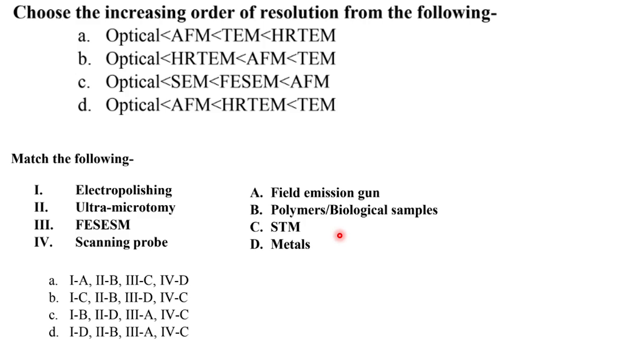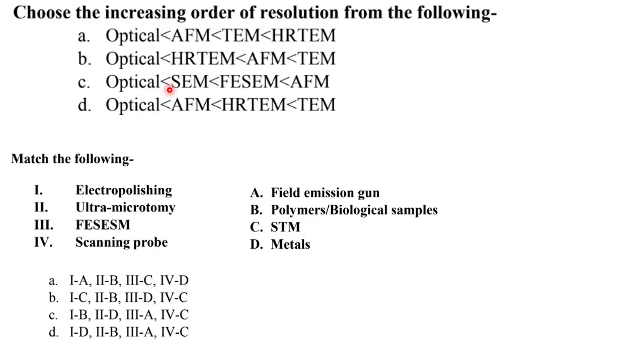Now choose the increasing order of resolution of the following. We have discussed electron microscopy, optical microscopy, and atomic force microscopy. Based on that, tell me which is the increasing order of resolution. The first in the list is the optical microscope, then AFM, then TEM, then HRTM. The second option is, the least resolution is optical. After that, HRTM, meaning high resolution TEM, then AFM, then TEM.